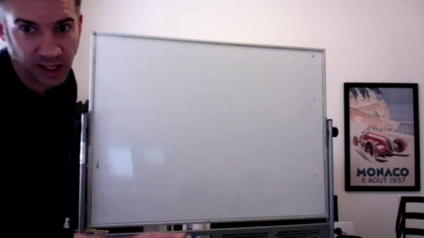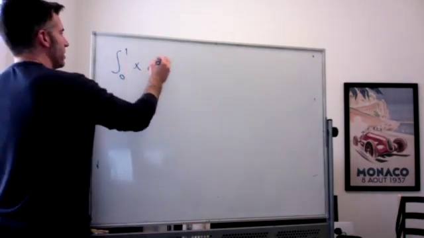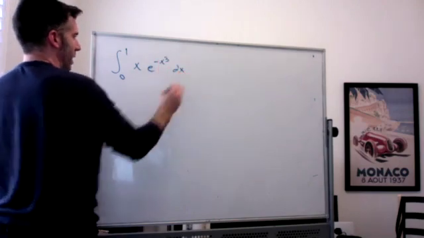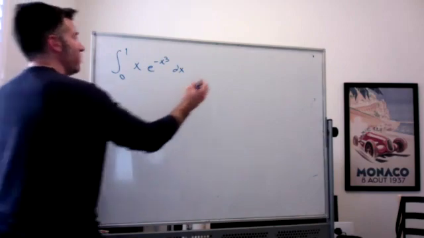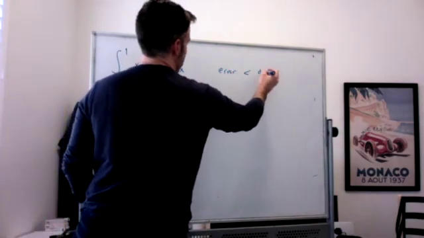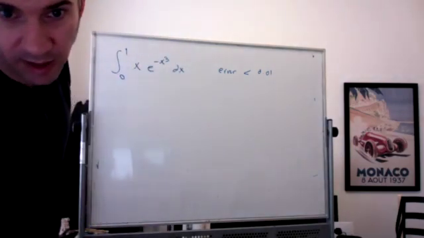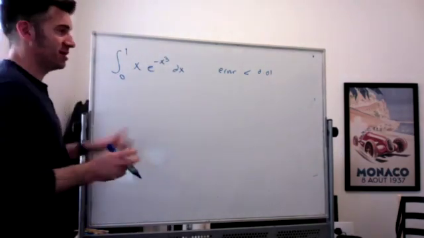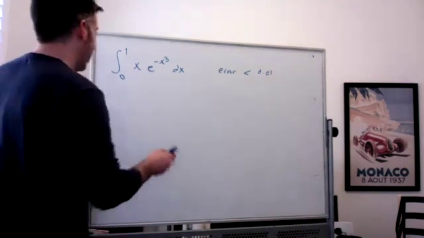I want to estimate the integral from 0 to 1 of x e to the negative x cubed dx, which definitely cannot be integrated. And here I want the error to be less than 0.01. Okay, so same idea. We're going to write this as a power series or a Maclaurin series.